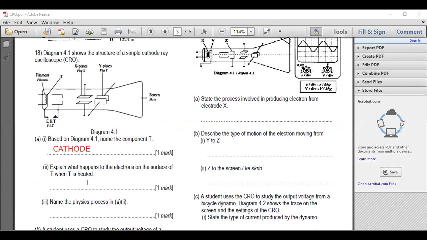Next, explain what happened to the electron when the surface of T is heated. So the electron will be released. Released, or emitted is also fine. Then name the physics concept involved when the electron is released. We call it thermionic emission. This one is from the previous subtopic. Okay, thermionic emission. Next.